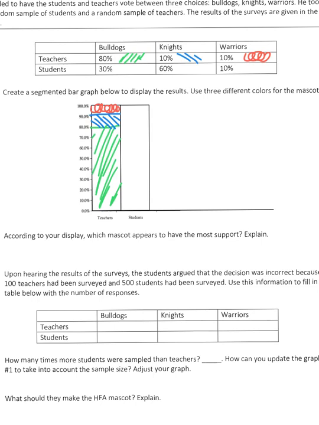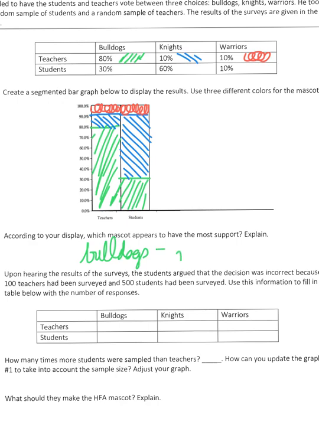I'm going to do the same thing for the students. For the students, only 30% wanted the Bulldogs, and 60% wanted the Knights. So notice that 30 plus 60 is 90, so I'm going up to the 90% now. And then again, 10% of them liked Warriors. So according to this display, which mascot has the most support? I think the Bulldogs look like they have the most support because there's the most green there. They have the biggest area of all the other ones.